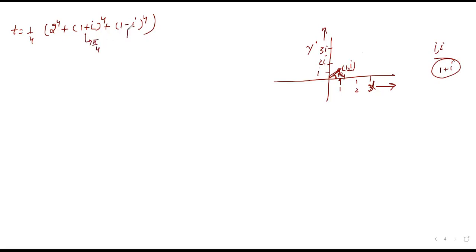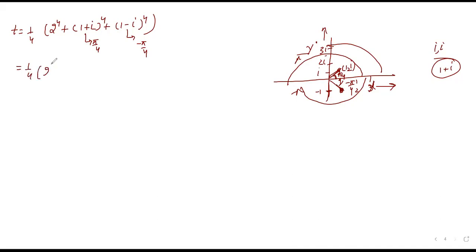Similarly, what is the argument of 1 minus iota? This line will be there. What is the angle of this one? Here the angle is found from 0 to pi and 0 to minus pi, positive or negative. So this will be minus pi by 4. So the argument of this one is minus pi by 4. Got it? Please reply.